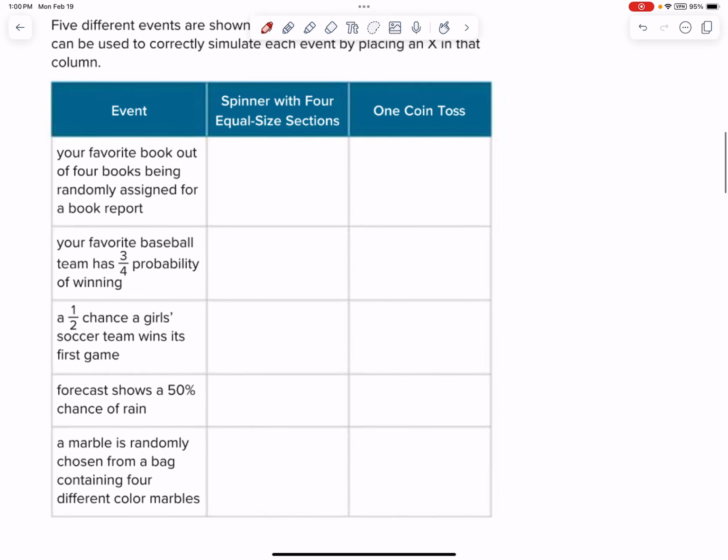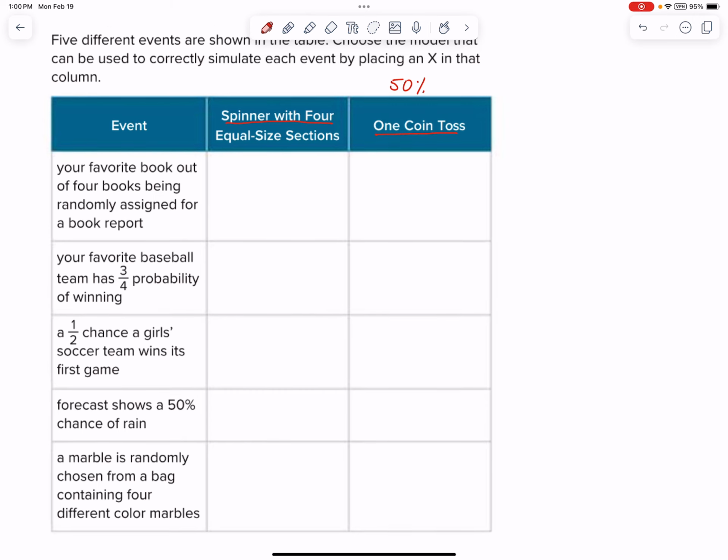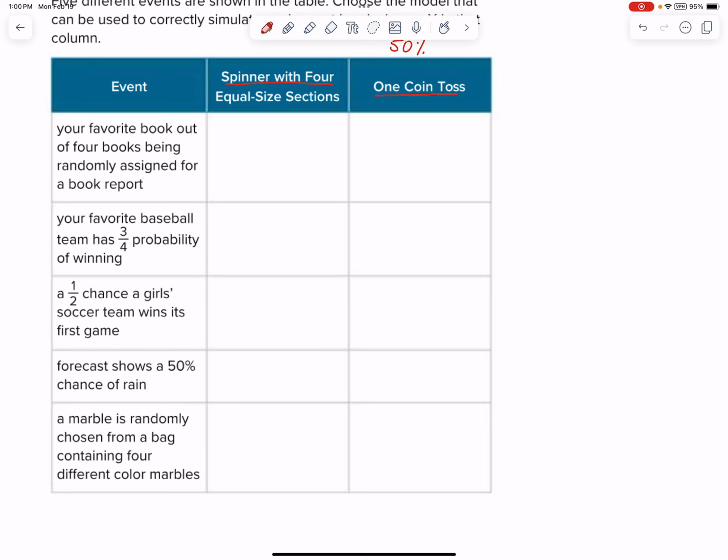So let's take a look. We have 2 different kinds of simulators: a spinner with 4 equal size sections, or a coin. We know a coin is used for 50% chance scenarios, and a spinner with 4 equal size sections gives us a little bit more flexibility. So let's take a look and see what simulation you would use.